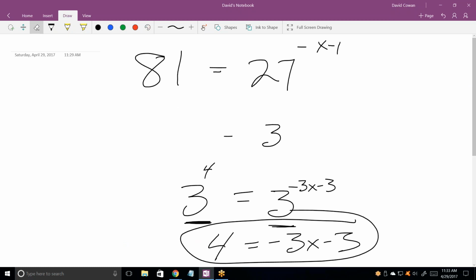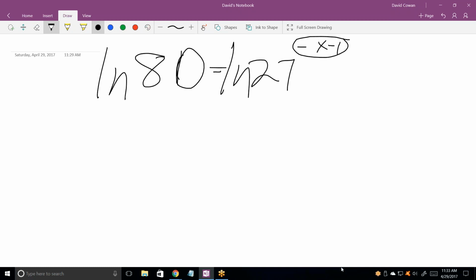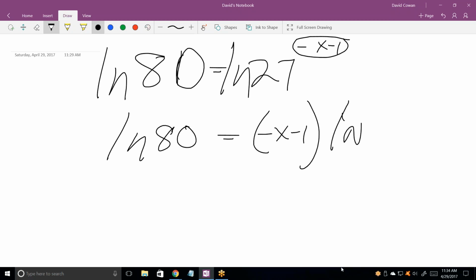But all I got to do is change one number just a hair. If I make that 80, now there is no common exponential base. I cannot solve it with that method. And I got to use logs. So how do you do that? Let's just do it with this one. I would take the logs of both sides, and now that allows me to bring that exponent down in front. So I end up with natural log of 80 equals minus x minus 1 times natural log of 27.